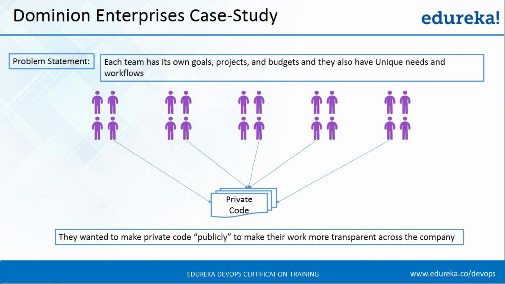And each team has their own goals, their own projects and budgets, but they actually wanted to share their resources, and they wanted everyone to see what each of the teams are actually working on. So basically they wanted transparency. Well, they needed a platform that was flexible enough to support a variety of workflows, and that would provide all the Dominion Enterprises development around the world with a secure place to share code and work together.